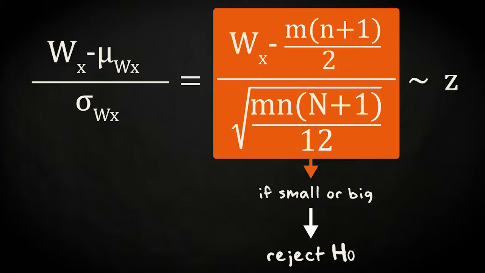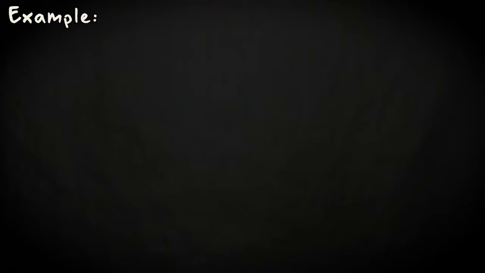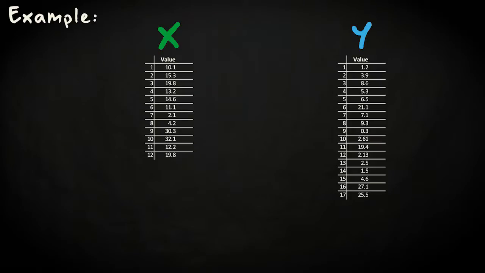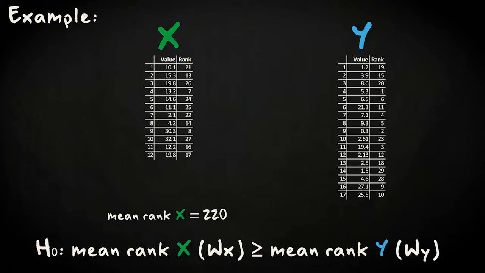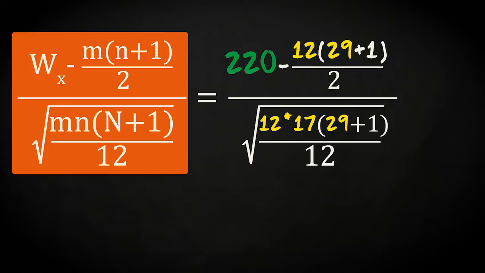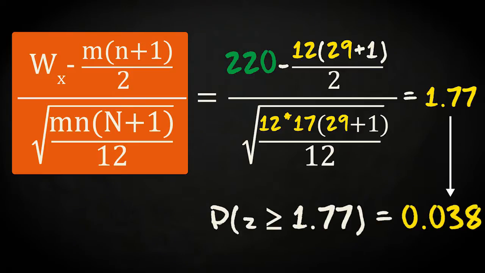Let's see how this calculation with big samples works through an example. Assume we would have obtained observations on 2 groups with sizes of 12 and 17 cases respectively, and you would like to know whether the values in the smaller group are on average higher than those in the bigger group. You order all the data and find that the rank sum of the smaller group is 220 and that of the bigger group is 215. You can then calculate the z-score using the equation. This leads to a z-value of 1.77 and a corresponding p-value of 0.038. So you would reject the null hypothesis of equal averages.